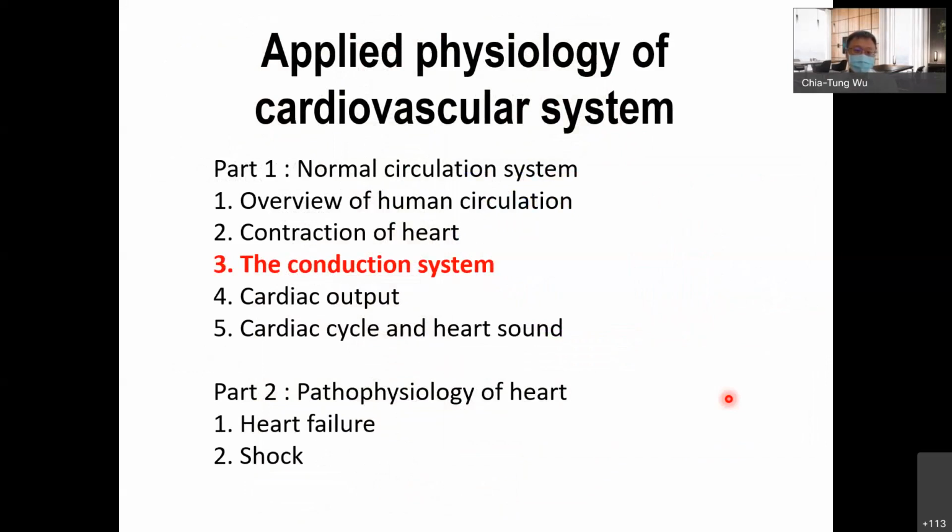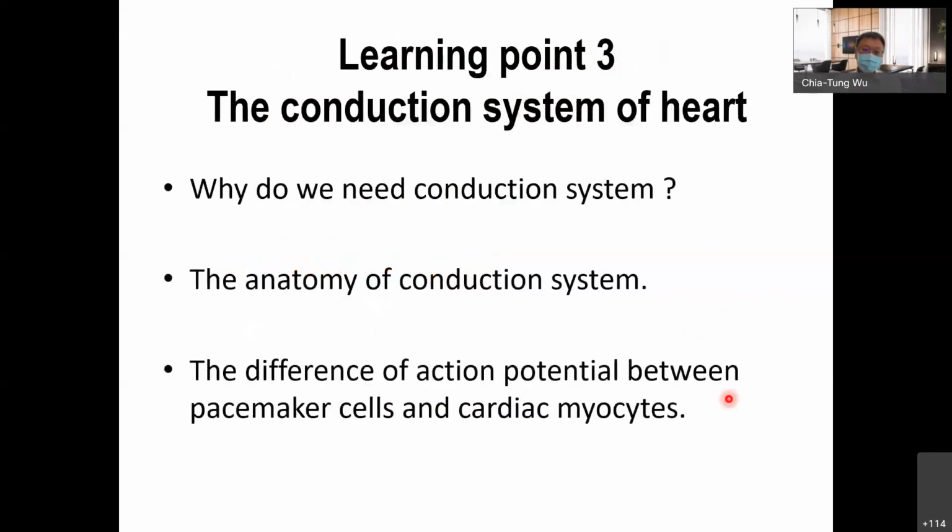Okay, then we move to the conduction system. The learning points here: I will show you why we need a conduction system, the anatomy of our conduction system, and also the difference of action potential between pacemaker cells and cardiac myocyte.